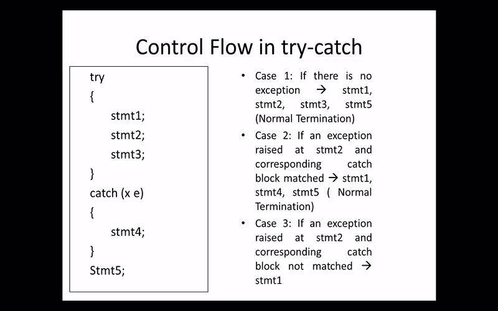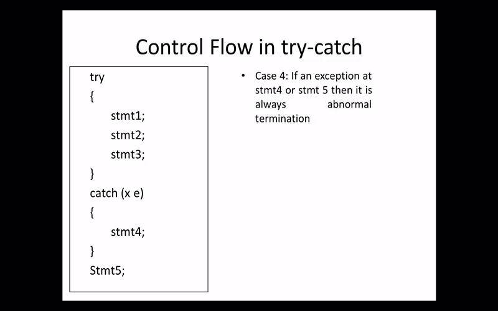What is the meaning of that? Previously I forgot to explain it. Suppose statement 2 is System.out.println 10 divided by 0. Here in the catch block we have to write catch ArithmeticException e, because 10 divided by 0 is an arithmetic exception. That means the corresponding catch block is available. But if my statement is 10 divided by 0 and in my catch block I had written some other exception, that exception will not be accepted by the JVM. So in that case, our case number 3, if an exception arises at statement number 2 and the corresponding catch block is not available, then statement 1 will be executed and the program will be terminated abnormally.